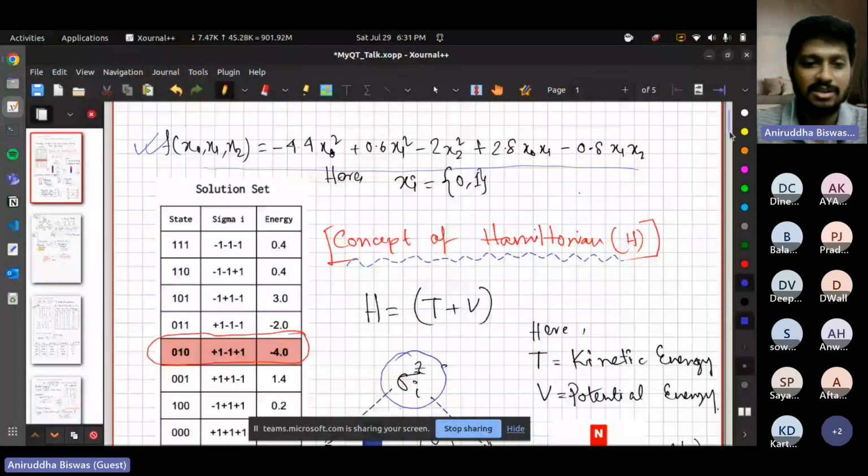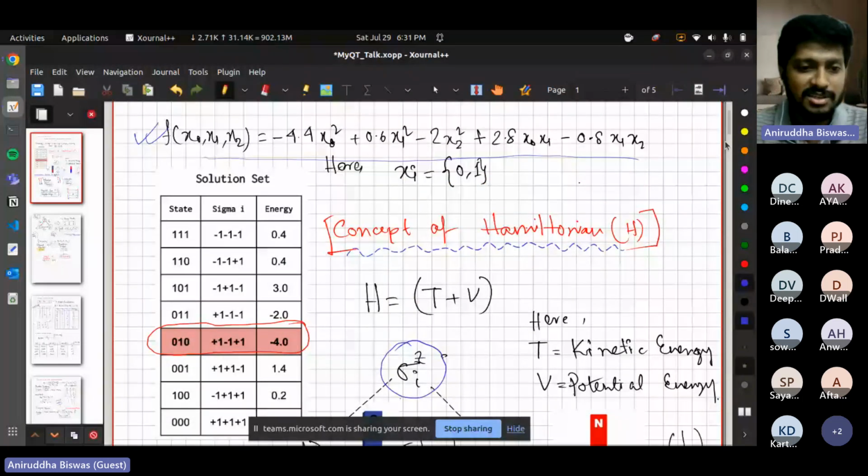So these are the possible combinations, in reverse order, starting from 000 up to 111. And these are the value of this expression, or the f of x, that we get if we just put each of these bit strings in this expression. So for 111, we get 0.4. For 000, we get minus 1.4, and all the range of values that we get.